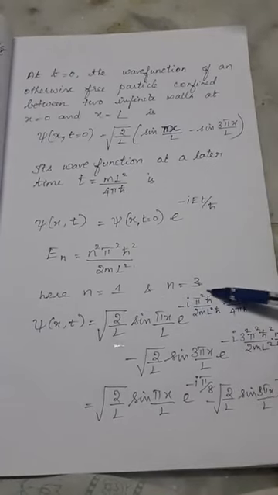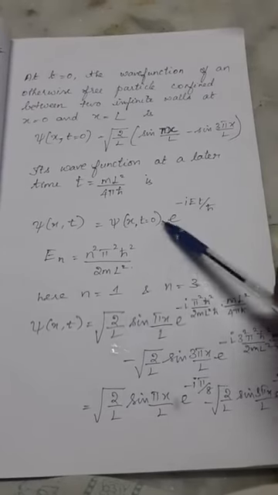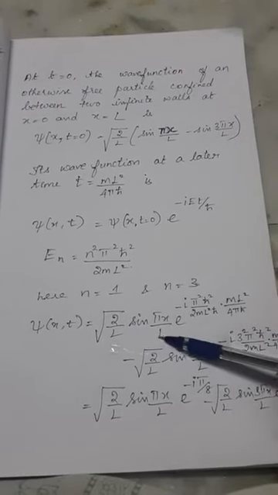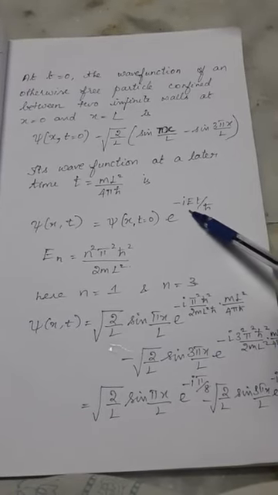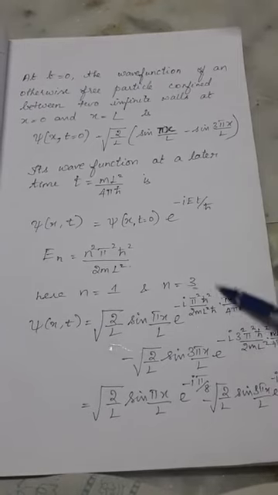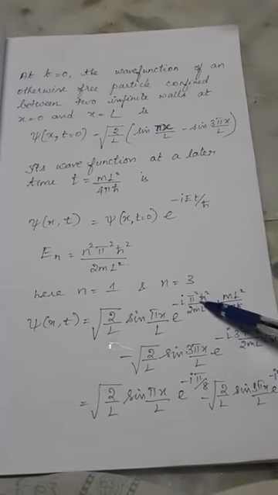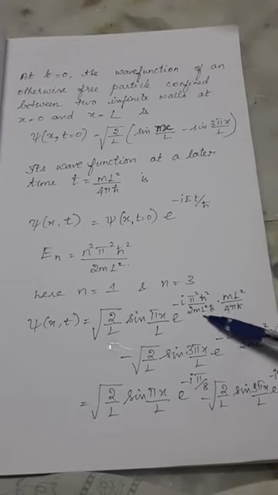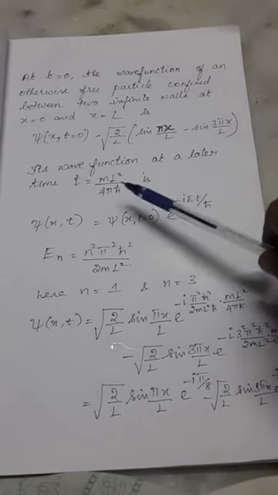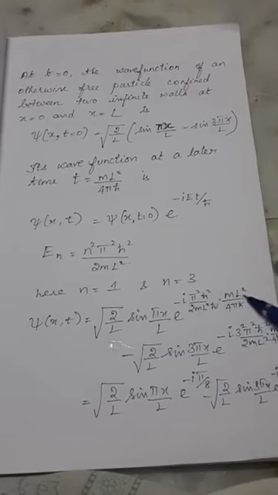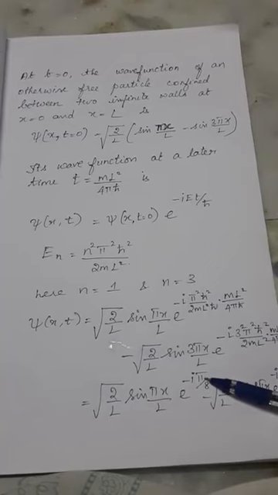So substituting n equal to 1 and n equal to 3, here we are writing psi of x comma t equal to the wave function at t equal to 0, and we are substituting the value of e power of minus i E t by h cross. Instead of the energy expression, we are substituting n equal to 1, pi square h cross square by 2 m L square, and for t we are substituting the given expression as m L square by 4 pi h cross. Cancelling the terms, we are getting minus i pi by 8.